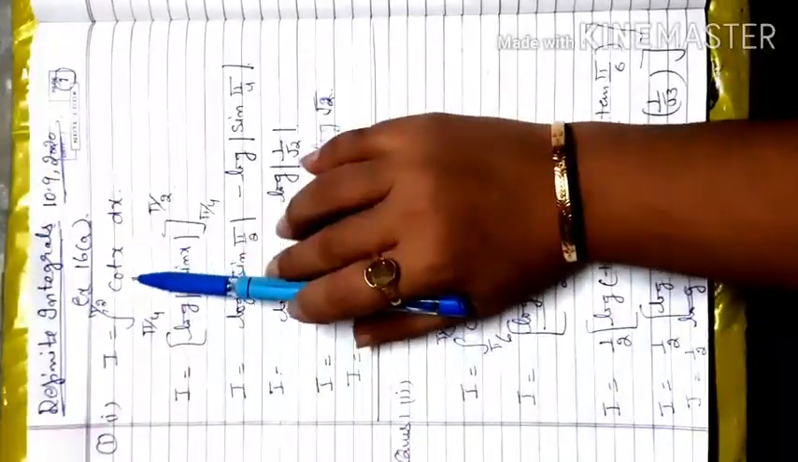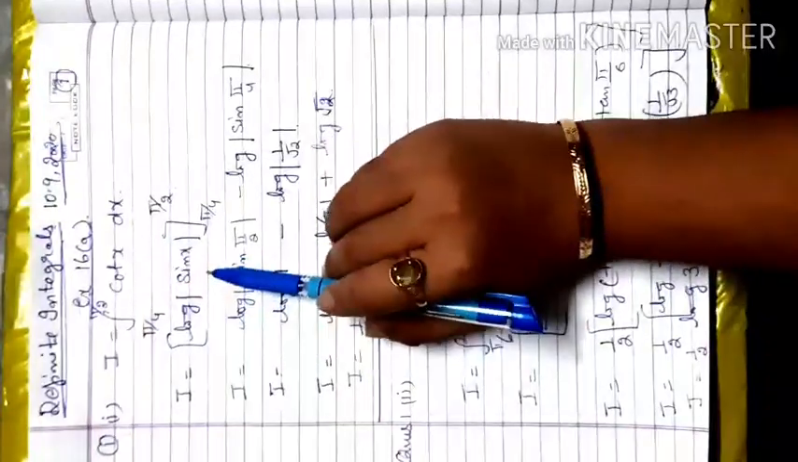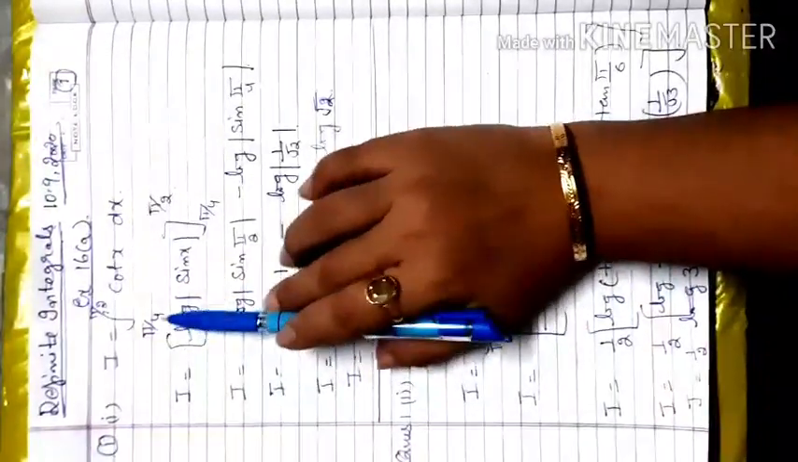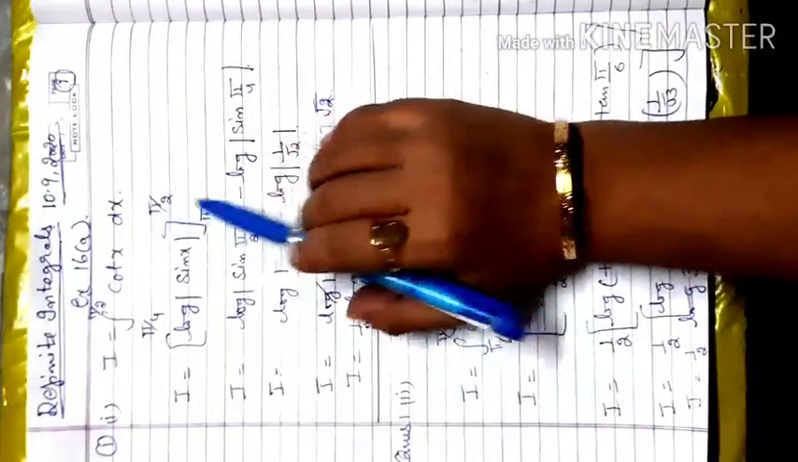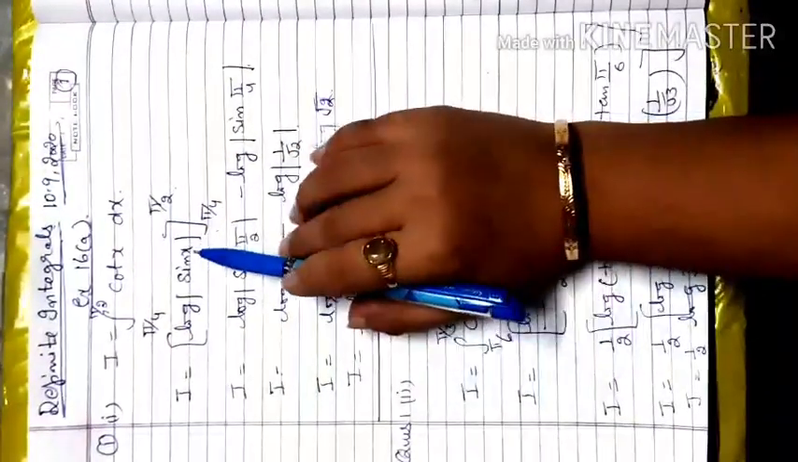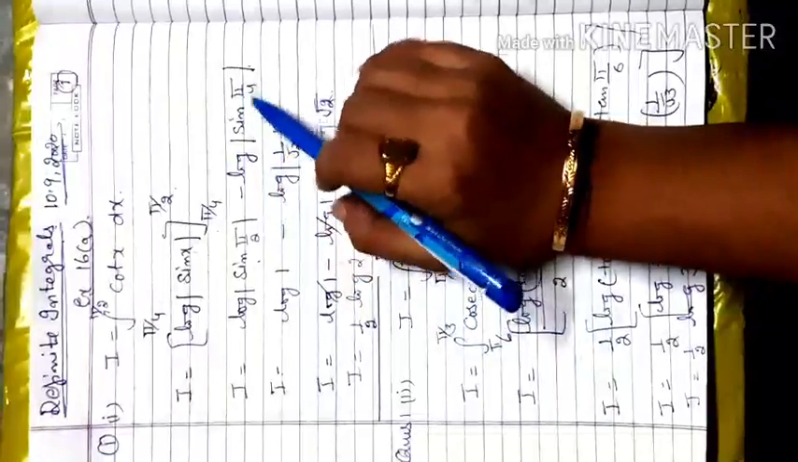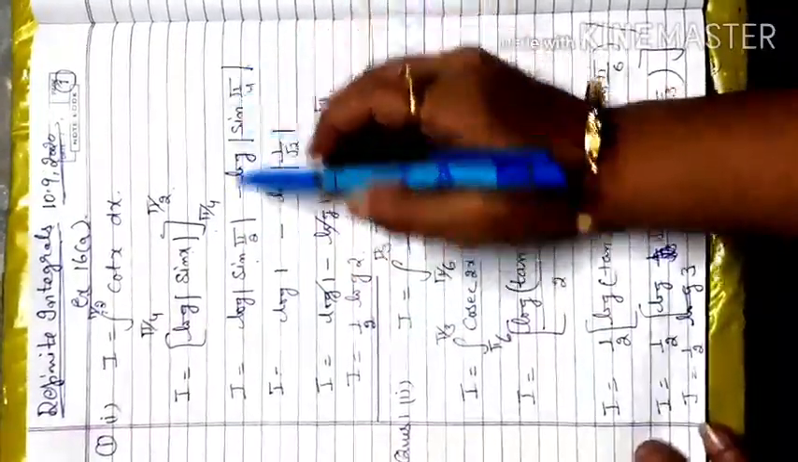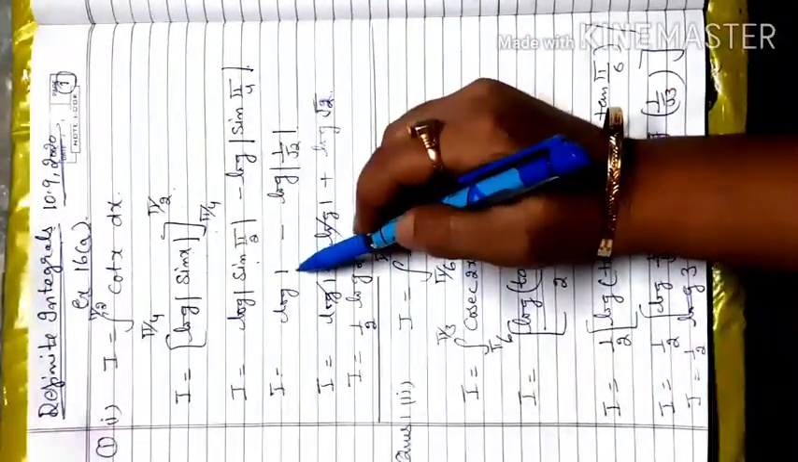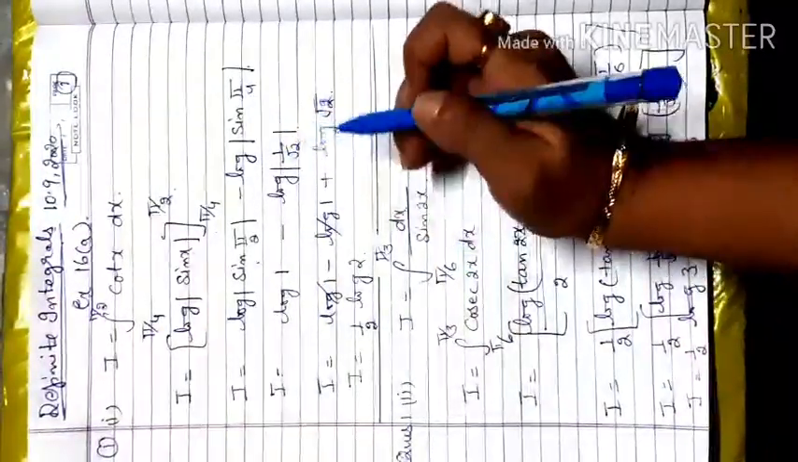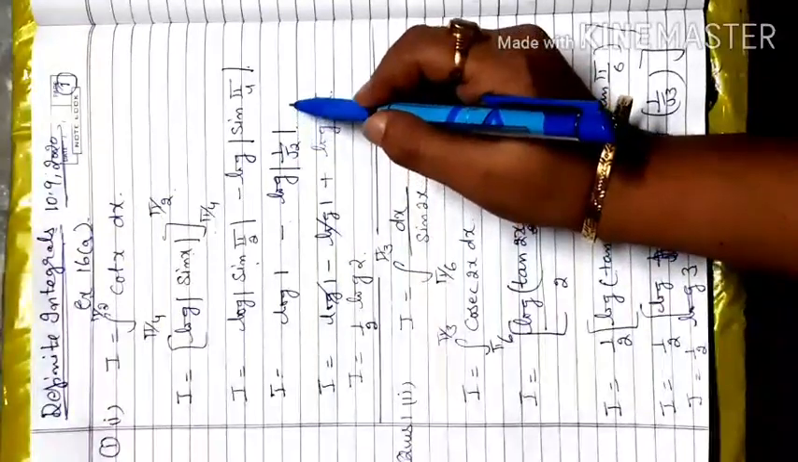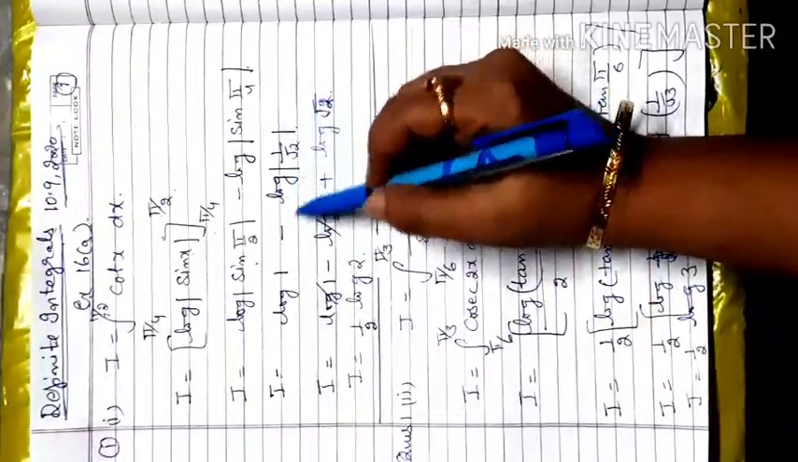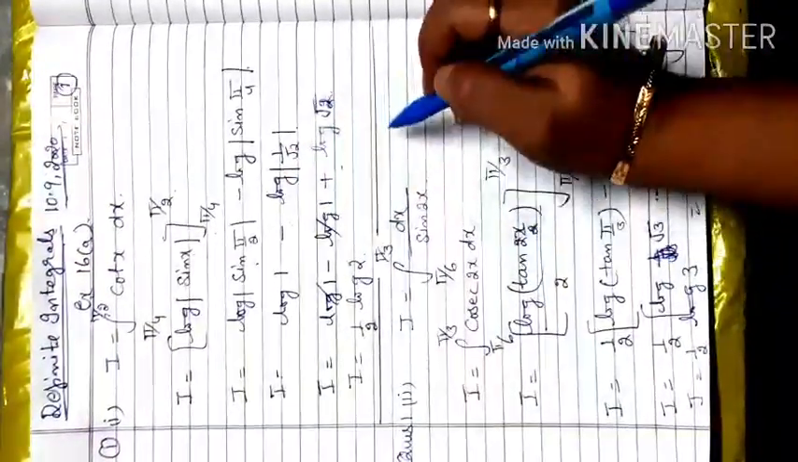So if this is cot x, the integration is log sin x, and after integration the limits shift to this place, pi by 4 and pi by 2. First you apply pi by 2 in place of the variable, then minus pi by 4 in place of the variable. Sin pi by 2 value is 1, then sin pi by 4 is 1 by root 2. Log 1 minus log 1, and minus log 1 by root 2, that is plus log root 2.